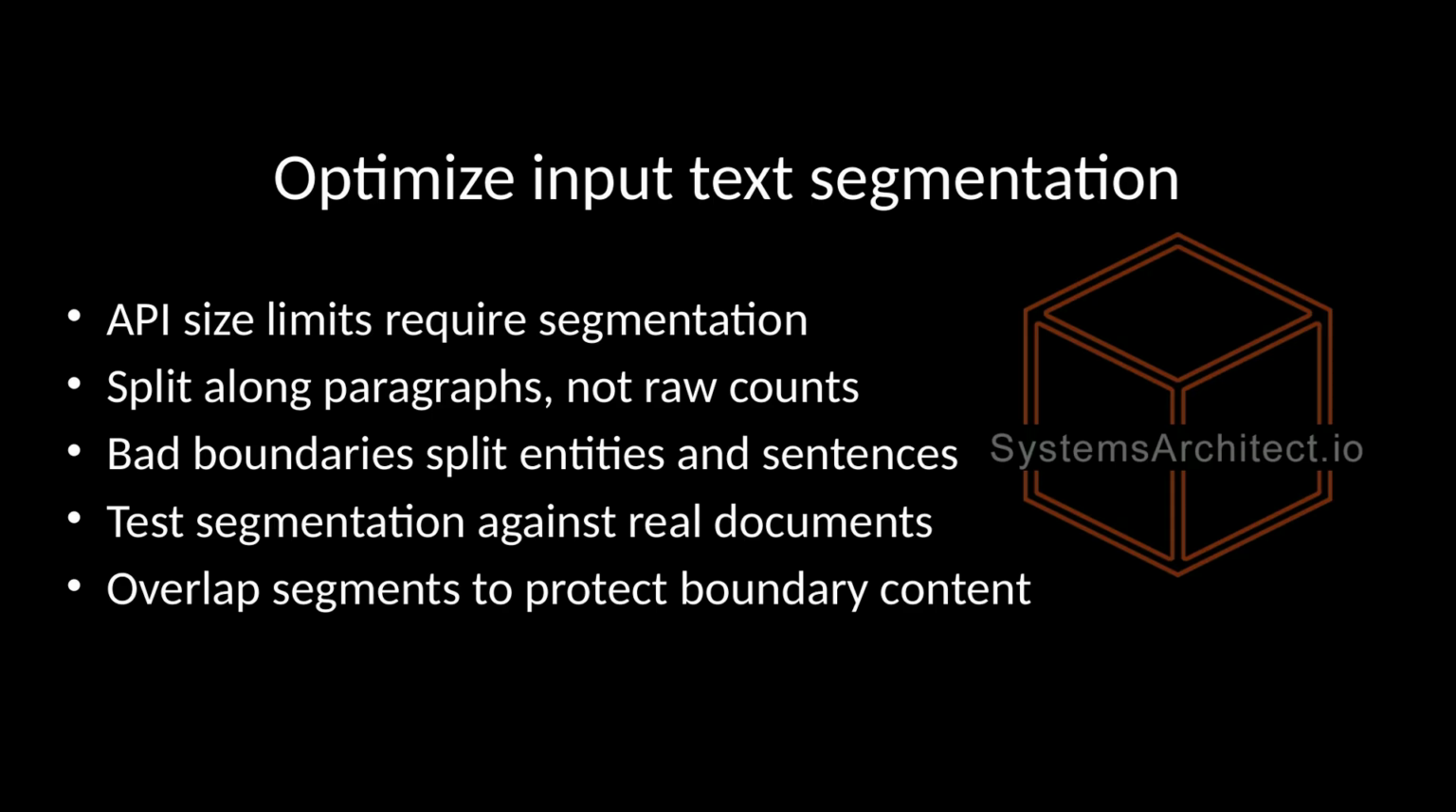6. Optimize input text segmentation. Comprehend's APIs impose size limits on the text you can submit in a single call. Simply truncating long documents throws away content that might matter most. Breaking a large document into well-chosen segments keeps analysis grounded in coherent context. Ideally, that means splitting along natural boundaries like paragraphs, not arbitrary character counts. Poorly chosen boundaries can split an entity mention in half. That degrades accuracy in ways that are easy to miss. A practical tip is to keep some overlap between segments so entities near a boundary aren't lost.